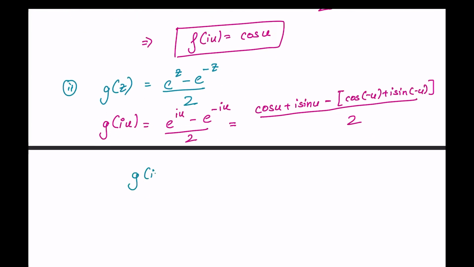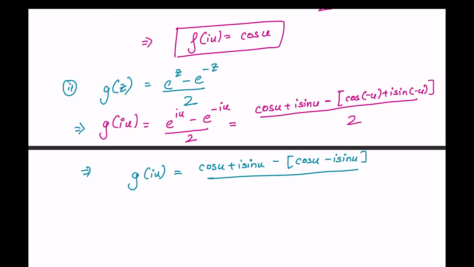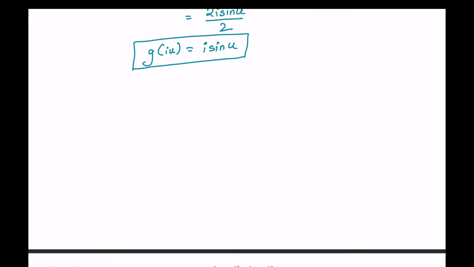Now g of iu would become cos u plus i sin u, minus, so cos of minus u would become cos u, because cos eats up the negative sign, while i sine of minus u will become minus i sin u. If I open the brackets and perform some calculations, you will find that the numerator becomes i sin u times 2, over 2. So g of iu is basically i sin u. This is all we were asked to do in this question.